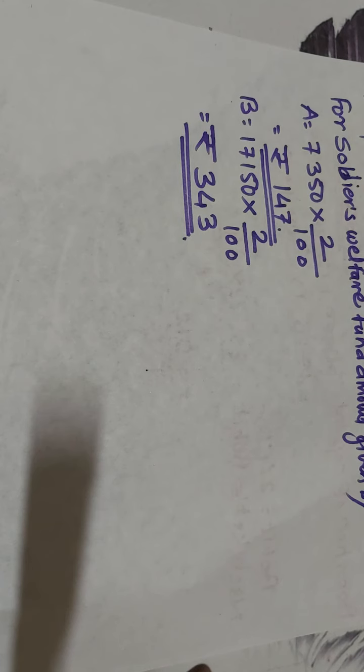Now if you add 3x, 4x, 7x, 6x, that is 20x is equal to 3,60,000. Next step, therefore x is equal to 3,60,000 upon 20. So x value you got 18,000. Okay.